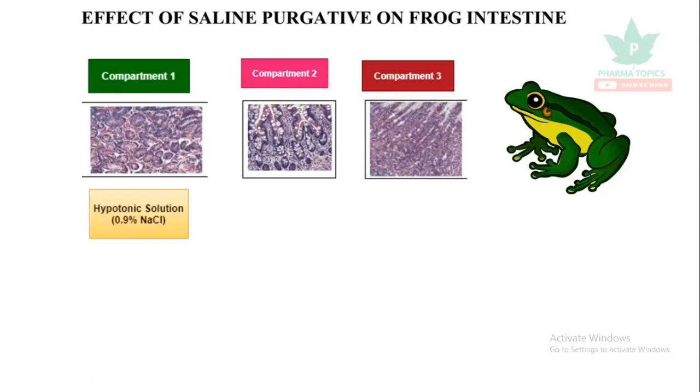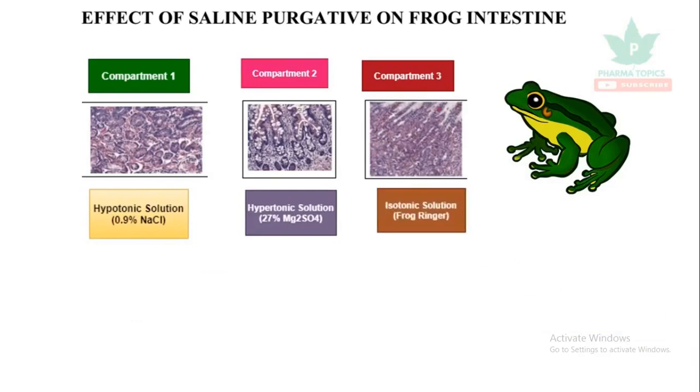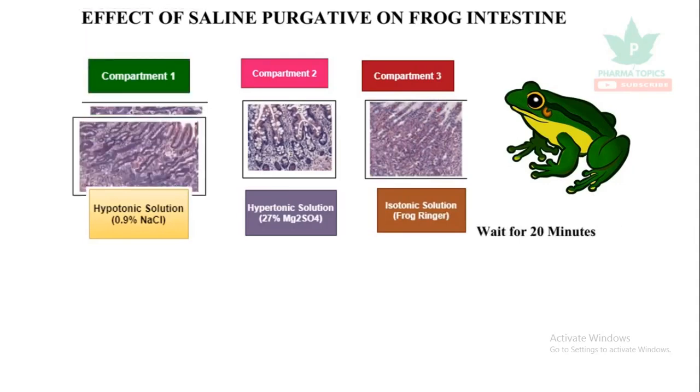For compartment 1, we use the hypotonic solution, which is 0.9% NaCl. In compartment 2, we use the hypertonic solution, 27% magnesium sulfate. The next one is the isotonic solution, which is frog Ringer solution, used in compartment 3. Now we have to wait for 20 minutes.